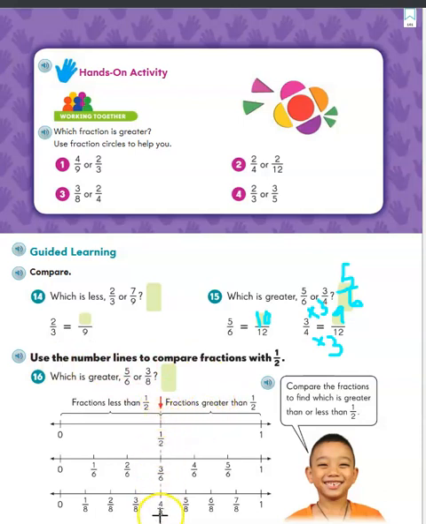So we know 1/2 is always right in the middle right here. And we can see that 5/6 is over here, and 3/8 is over here. So we can clearly see that 5/6, right, is greater than 3/8. And then also 5/6 is greater than 1/2. 3/8 is less than 1/2.